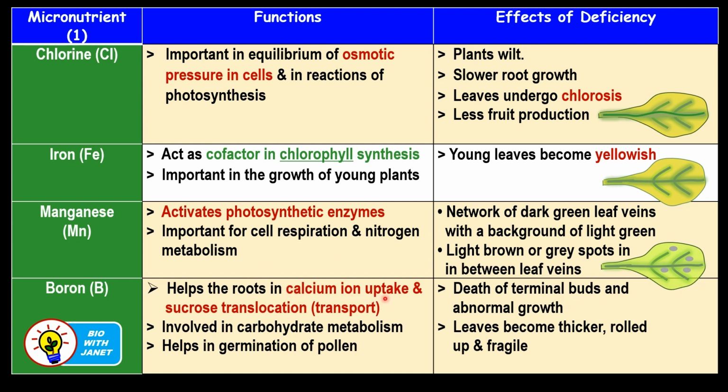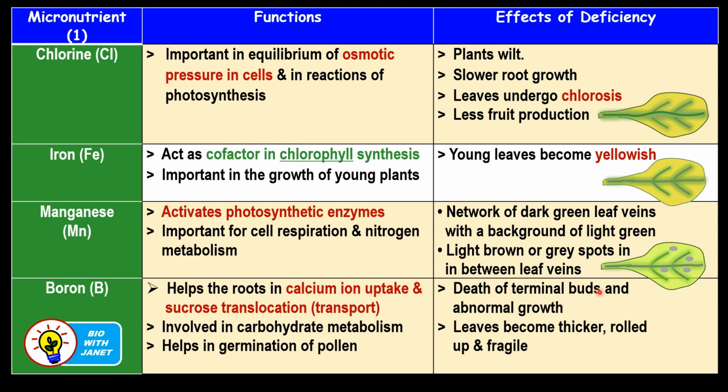So for boron, boron helps the roots in calcium ion uptake and sucrose translocation, or in the transport of sucrose, okay, which is produced after photosynthesis has occurred. All right, so the plant will produce sucrose from the glucose that is produced in photosynthesis, and then the sucrose has to be transported from one part of the plant to the other through the phloem. So boron helps the roots in the calcium ion uptake into the roots and also sucrose translocation or sucrose transport. It helps in carbohydrate metabolism and helps in germination of pollen.